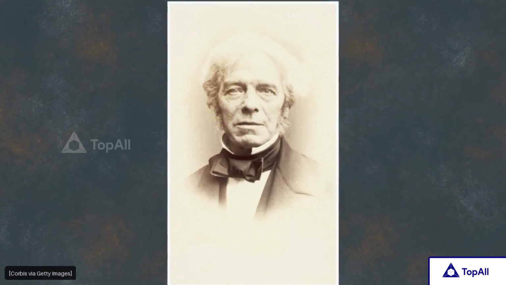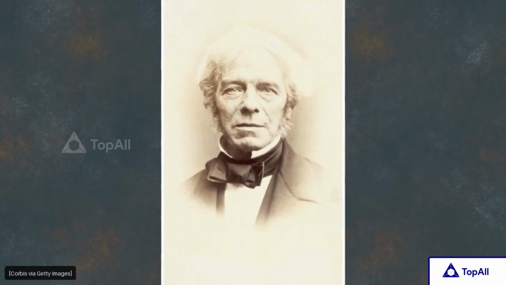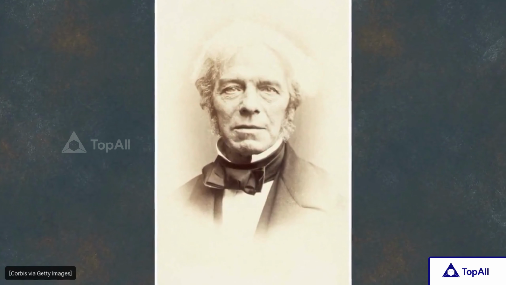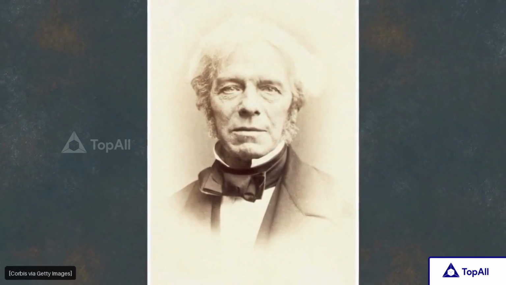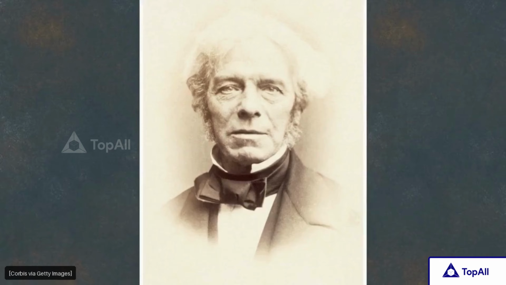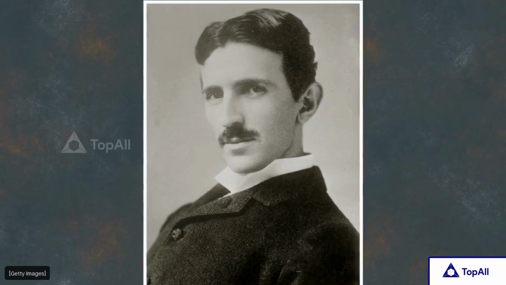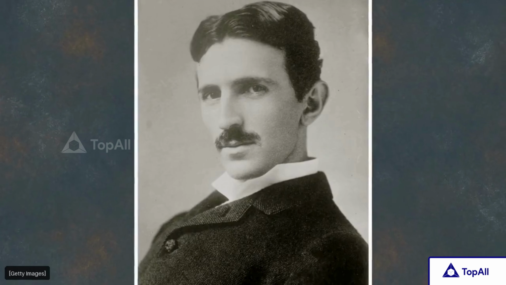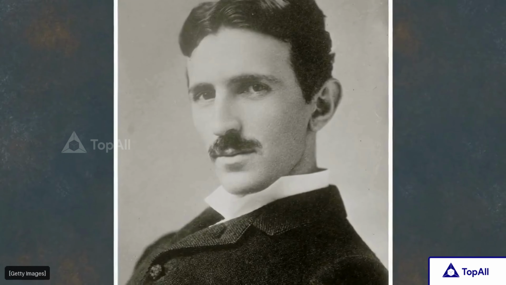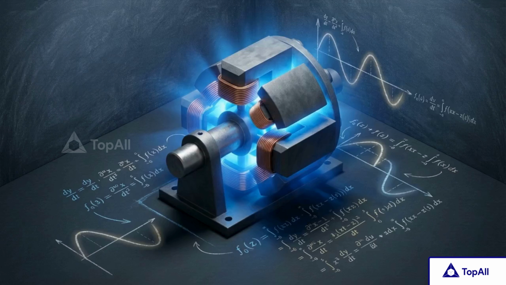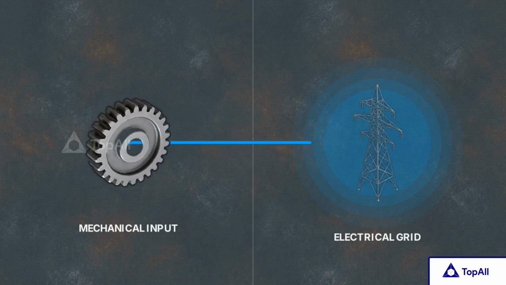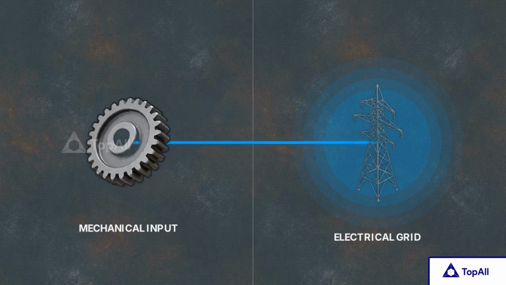Faraday and Henry proved that changing magnetic fields induce electric current. They understood the physics, but maintaining a constant flux change was a mechanical hurdle. Nikola Tesla developed a design that replaced the linear motion of early experiments with a rotating armature, allowing for uninterrupted power generation. The alternating current, or AC generator, solved the problem of temporary power. It serves as the physical bridge between raw mechanical motion and the electrical grid.